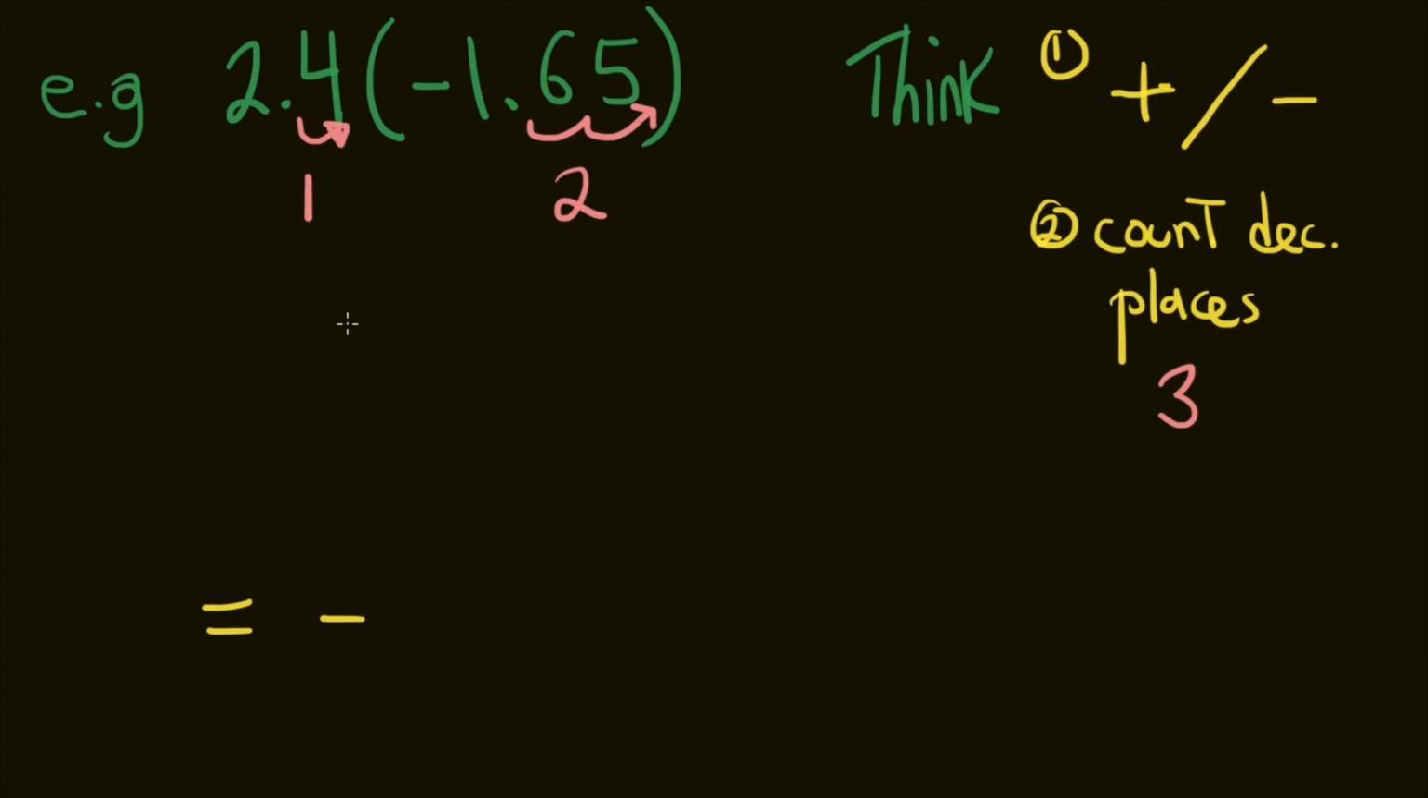So here we go. I always put the biggest number on top. I ignore the decimals completely. So 165 times 24. That's what I do. Okay, so I ignore the decimals completely. This is going to get in the way. I'm just going to go and erase this.